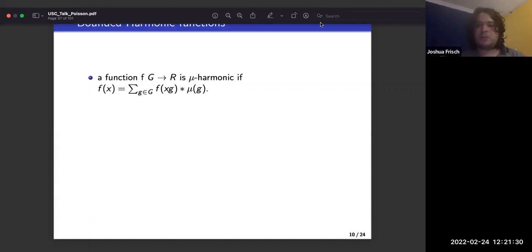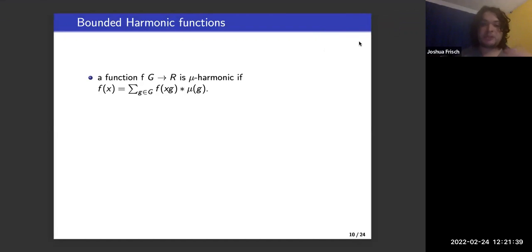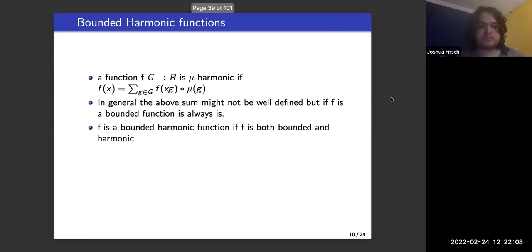So now I'm going to switch gears a little bit and talk about harmonic functions. Given a group G and measure mu, a function from the group to the reals is harmonic if f of x is just the average when I take one step with respect to mu. And I should say, of course, the above sum is not well defined in total generality, but if your measure was finitely supported, or more relevantly for us, if we're talking about bounded functions, the sum will always exist. And f is a bounded harmonic function if it's both bounded and harmonic.